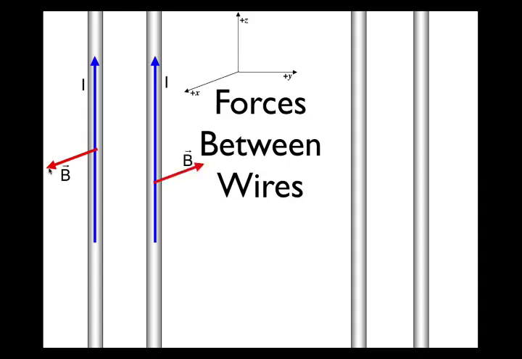If we do the same thing for the field at the right-hand wire due to the left-hand wire, again, line your thumb up with the current in the left-hand wire and then curl the fingers of your right hand around.